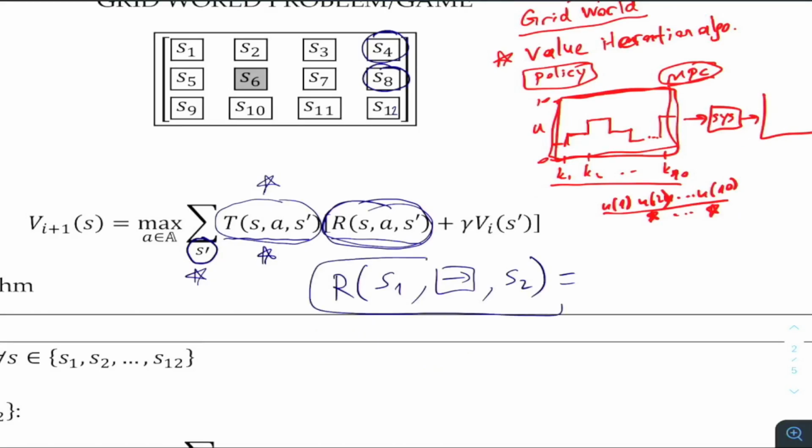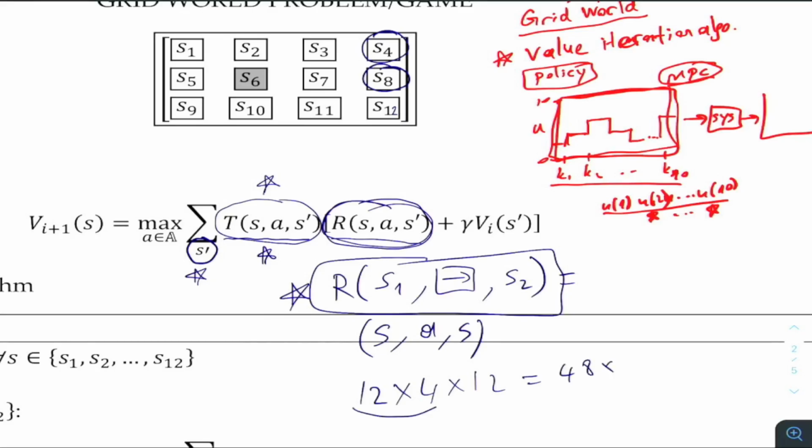So what I'm trying to say is this. Since of how the reward function is written, because of its structure, we have state, comma, action, comma, state. For that problem, we have 12 states, and we have 4 actions, and again we have 12 states. So we have 48 times 12, which is 576.